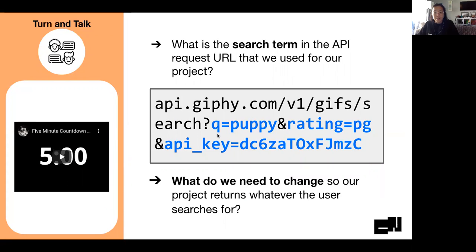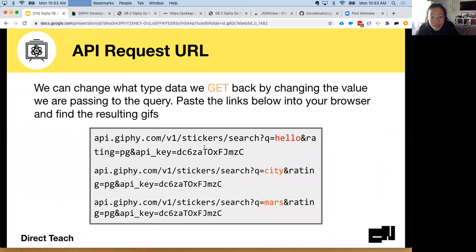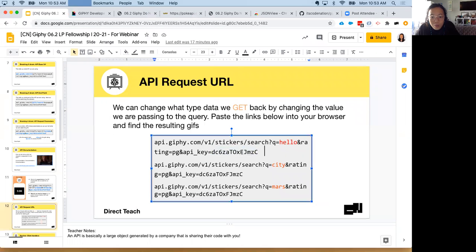All right, so awesome. So if we want to change what the user is searching for, we just need to change that search term, puppy, right? We can change it to whatever we want. And so there's a couple of examples here. We can change what type of data we get back by changing the value we are passing to the query. And so we can actually access these links here and notice that these will return very different responses.